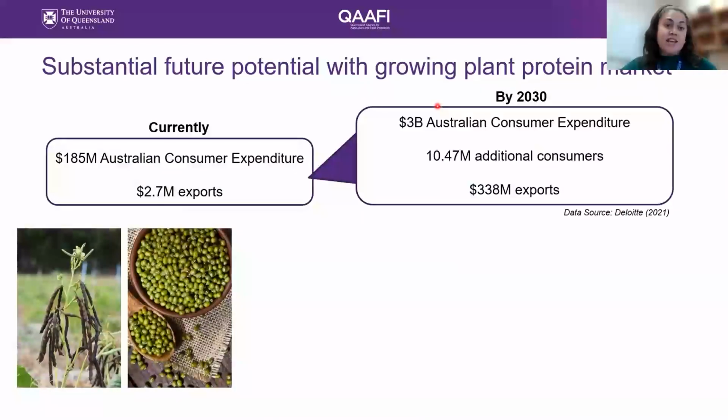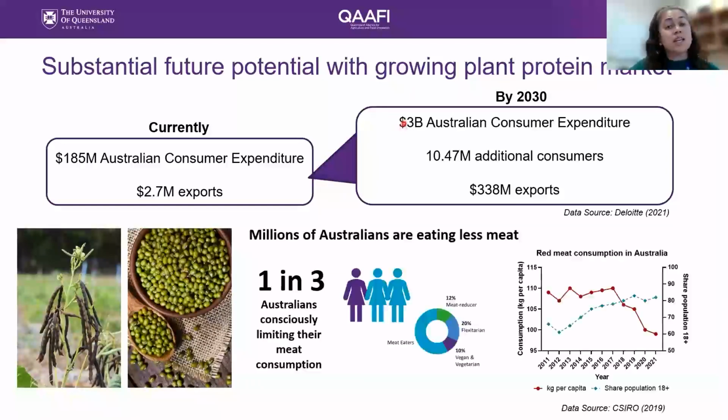But there is a real potential for this production to increase as we start looking at Australia's plant-based protein market. These values here are from a Deloitte study that is really highlighting the current market in Australia. Currently in Australia, we produce around $185 million of consumer expenditure on plant-based proteins and have around $2.7 million in export. But by doing some predictions, it was seen that these numbers explode by 2030, with expenditure increasing to 3 billion and exports increasing to 338 million.